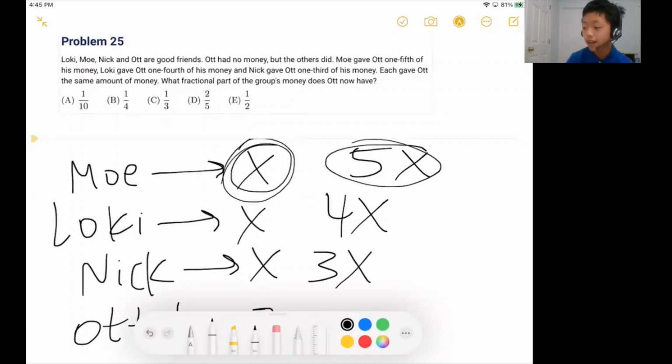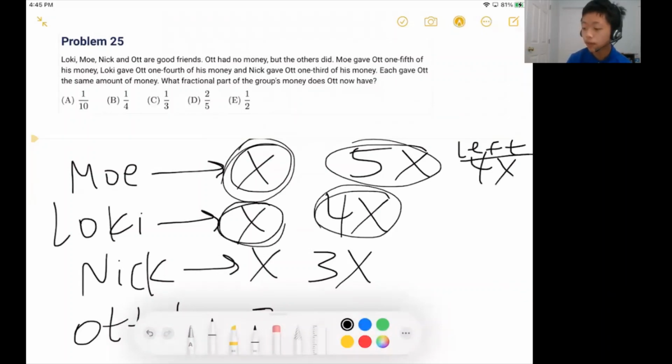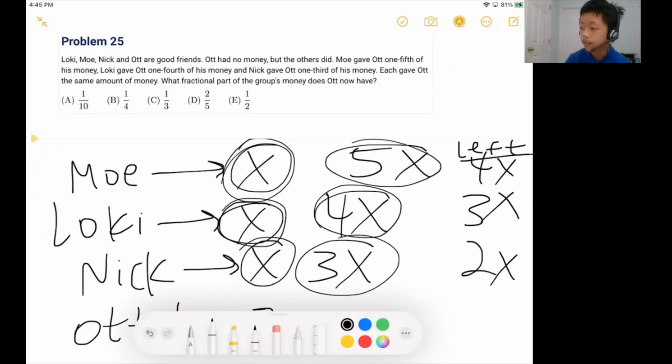If Mo had 5X dollars to begin with and he gave away X dollars, he would be left with 4X dollars. So this represents the amount of money left. And if Loki had 4X dollars and gave away X dollars, he would have 3X dollars left. And if Nick had 3X dollars and gave away X dollars, he would have 2X dollars left.